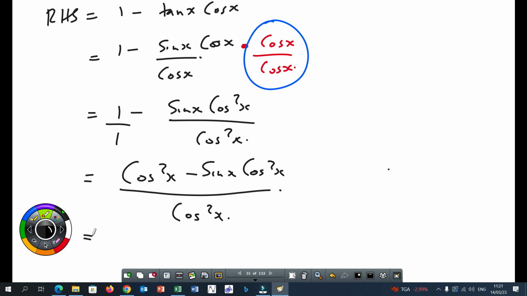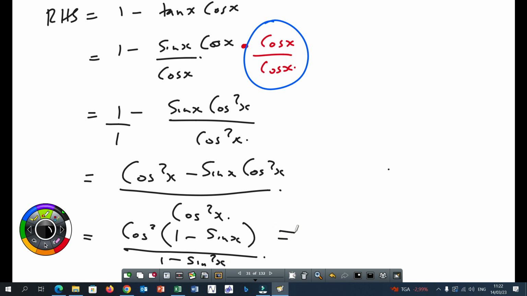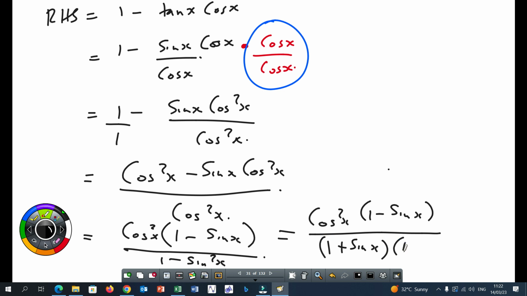Okay, from here now, I'm smiling already. Okay? Yes, I'm smiling. I'll convert the denominator. So I'll write here cos squared x. I can take out my common factor, 1 minus sine x. Factorization, you see that? Right? Then convert the cos squared x to 1 minus sine squared x. I'm smiling. Right? Then the denominator, it's a difference of 2 squares. So this will be cos squared x times 1 minus sine x all over 1 plus sine x times 1 minus sine x. I'm smiling. Okay. And my heartbeat is normal.